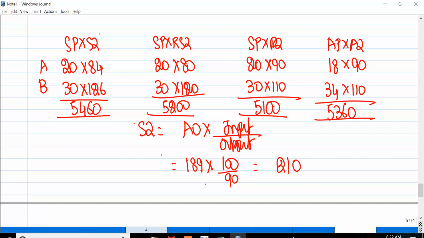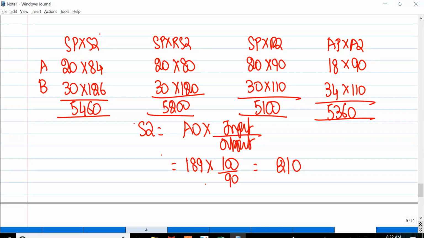Some question will say calculate for A, calculate for B, calculate for total. When I have to calculate for A, 20 into 90 minus 18 into 90, I'll get an answer. For B, 30 into 110 minus 34 into 110. For the company, 5100 minus 5360. So for the time being, it's only for the total we are going to do.